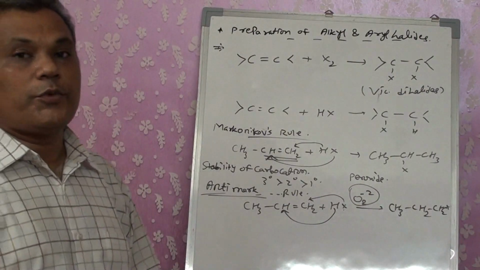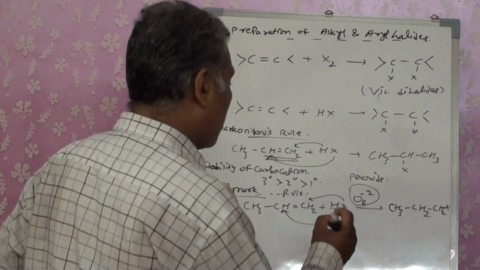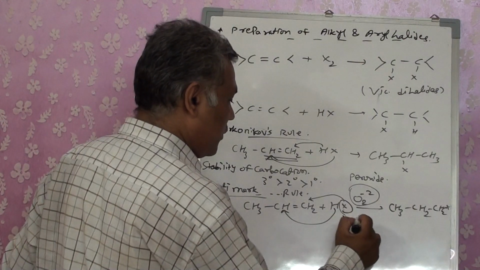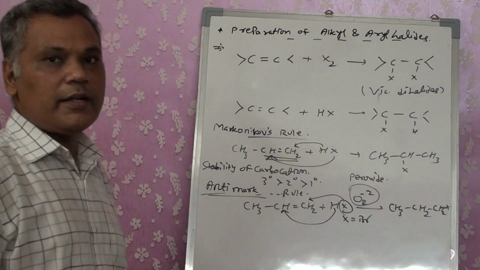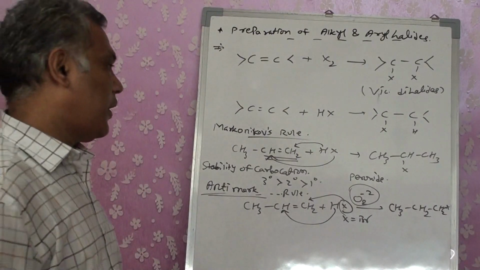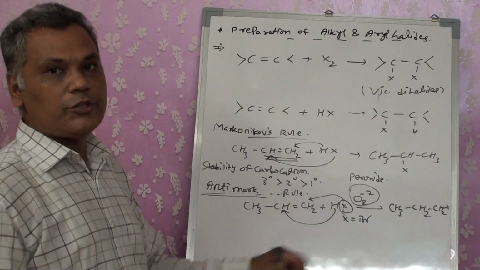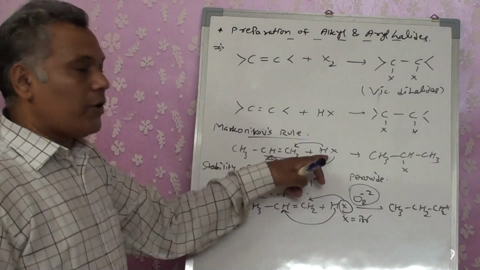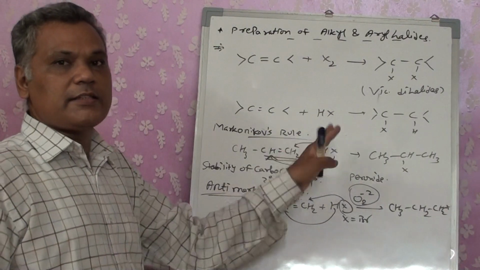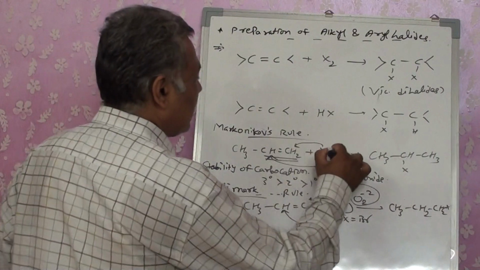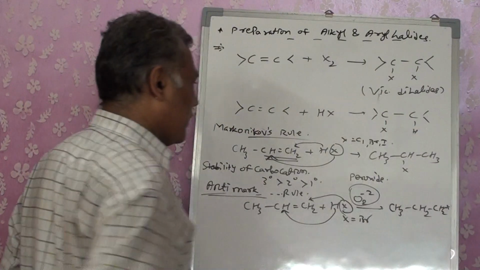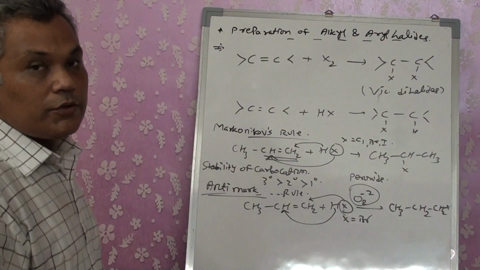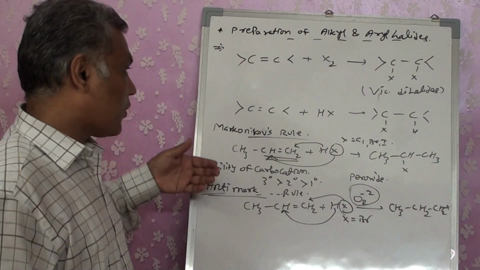This reaction is possible only for HBr. This X can be only Br, right? You can't take it as HCl or HI or HF. It is only for HBr, right? Here you can have any of it, HI, HCl, HBr. Here your X can be Cl, Br, I. Okay, so that is for the Markovnikov, anti-Markovnikov rule.